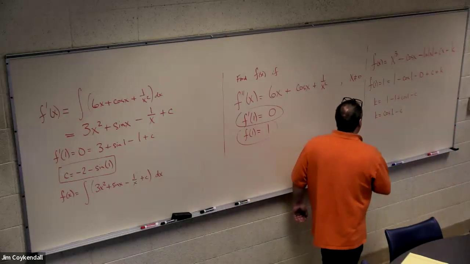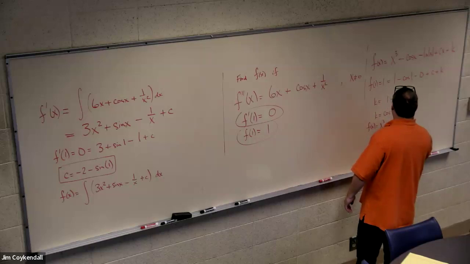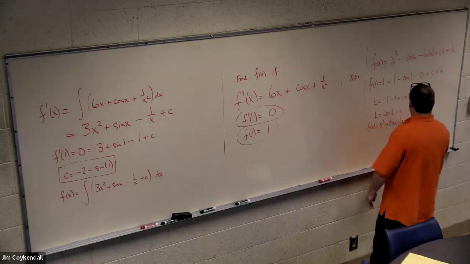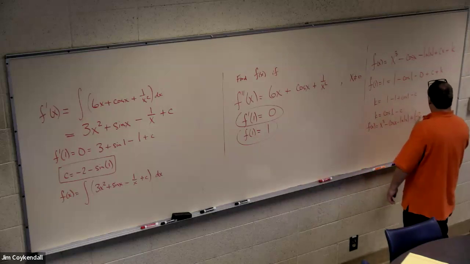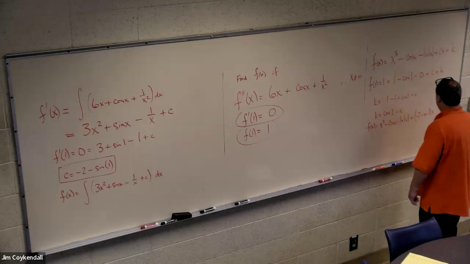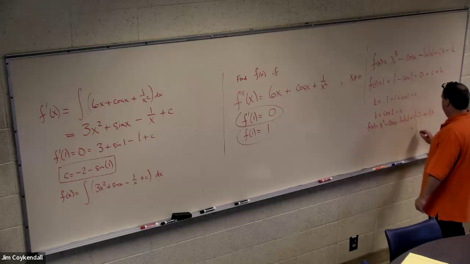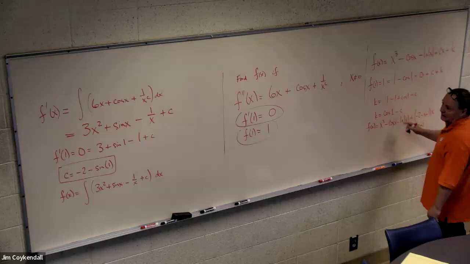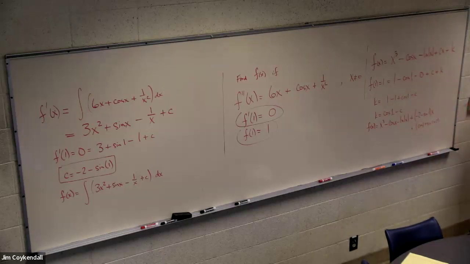So f of x is equal to x cubed minus cosine x minus natural log absolute value of x plus c, which is minus 2 minus sine 1, times x, and my k, which is cosine 1 minus c plus sine 1. There's my answer. Okay, any questions?